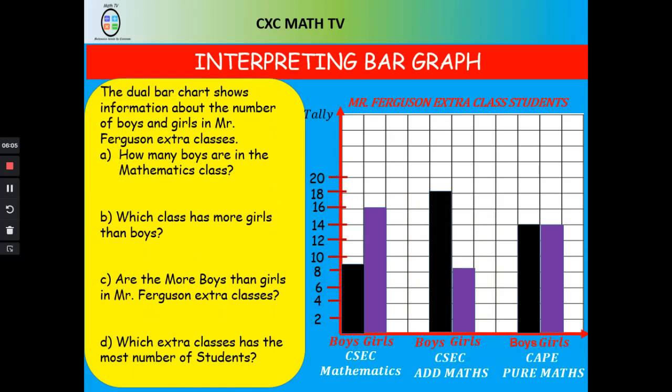Now we need to interpret bar charts. So I want you to pause the video and answer these questions. It says a dual bar chart shows information about the number of boys and girls in Mr. Ferguson's extra mathematics classes. Pause the video, answer parts A through to D.